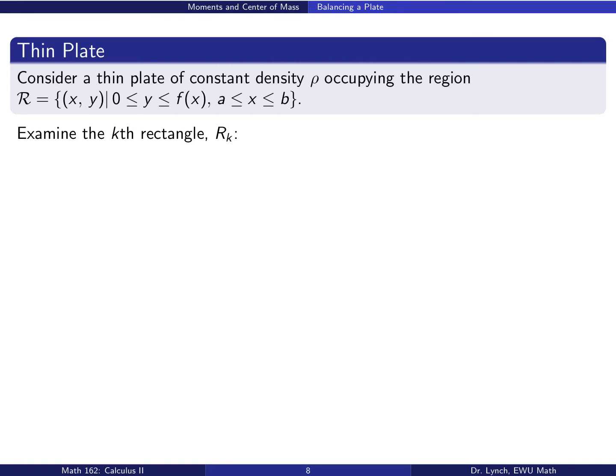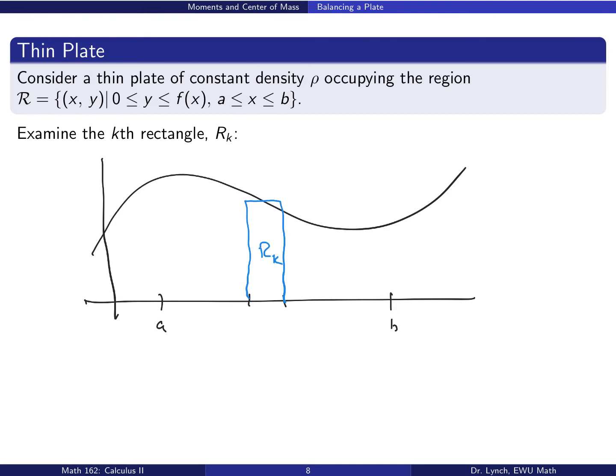So we'll think about a plate of constant density rho occupying some region R of the XY plane that goes from 0 to f of x in the y direction and from a to b in the x direction. Now we can think about the kth rectangle that approximates the kth strip of this region. Again, we're not writing this down officially, but we're thinking about dicing up the interval from a to b into n subintervals of equal width delta x, so that this rectangle goes from x sub k minus 1 to x sub k.